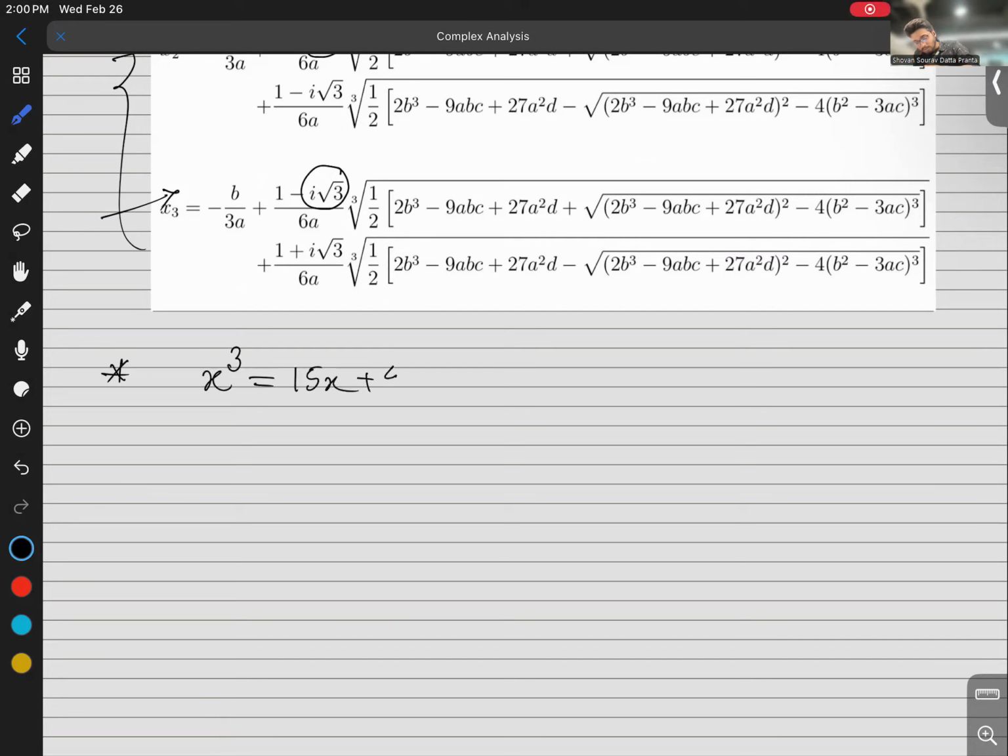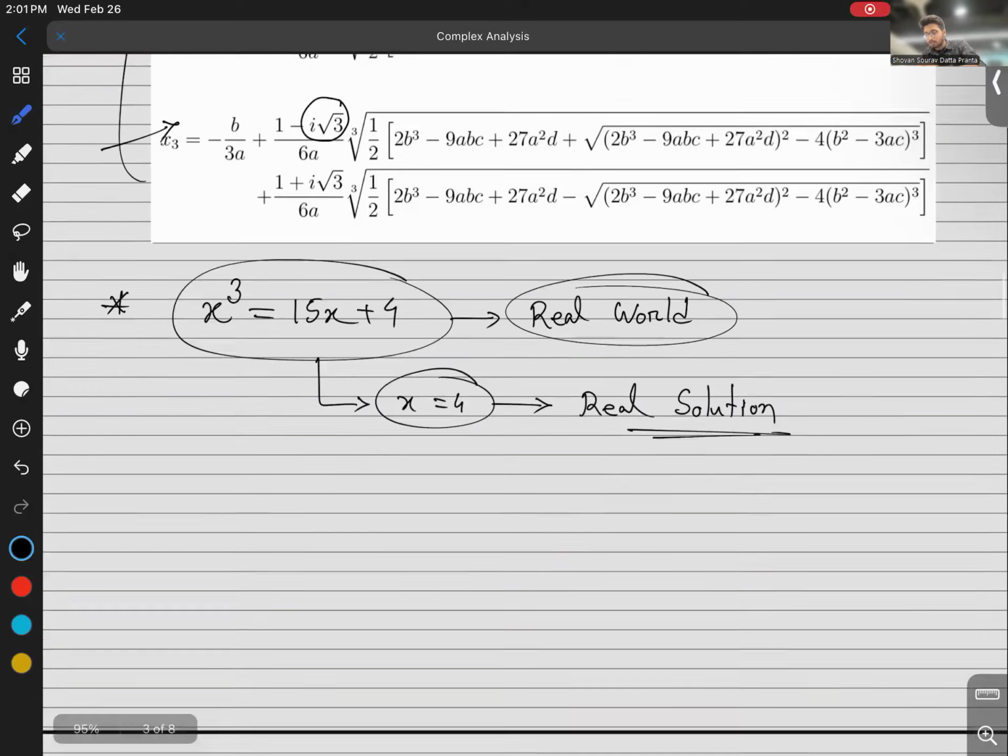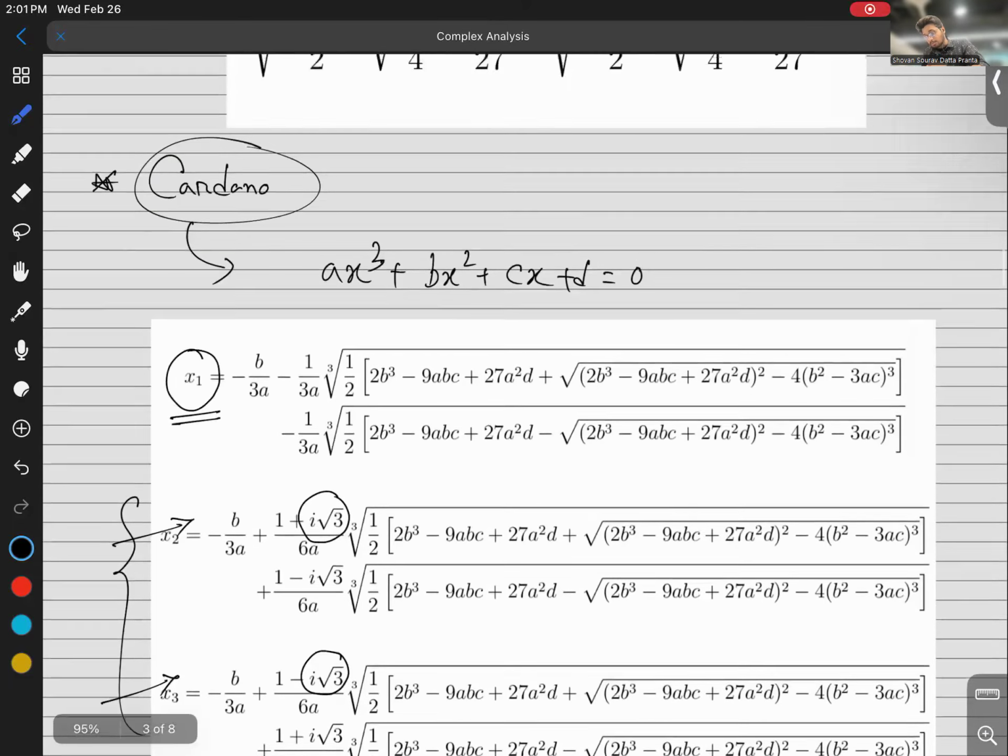So we can solve it using our depressed version of the cubic equation, but there is a problem. It is a real world problem. But if we just consider an intuitive view of the solution, we can find that the solution of this equation is x is equal to 4. So this is also a real solution. But what is the problem here?